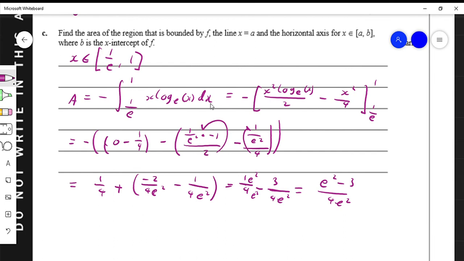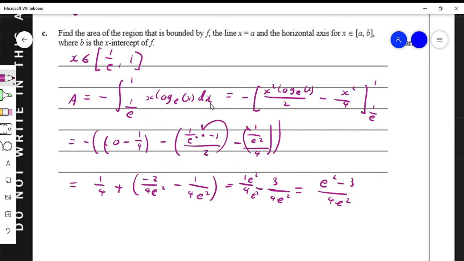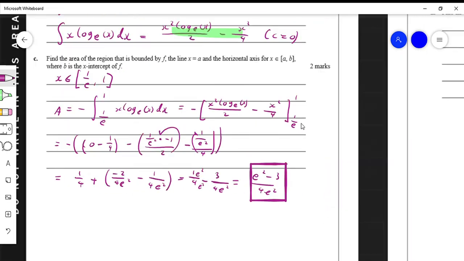Hopefully this part isn't too confusing. I know I kind of skipped through it, but there's not much space, so I'm trying to fit it into the space in the exam. But yeah, so this should be your final answer here. Okay, nearly done.